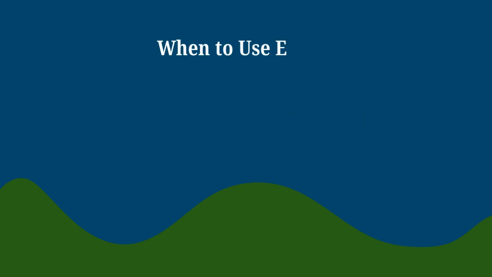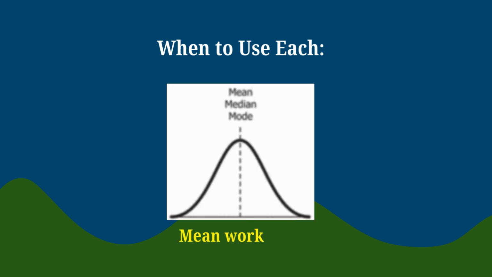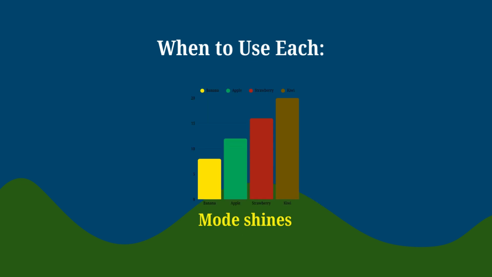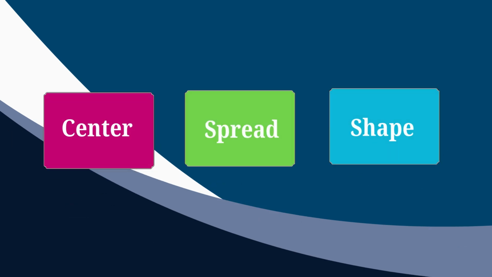Now, let's see when to use each. Mean: when data is roughly symmetric and you want to use all available information. Median: for skewed distributions or data containing outliers. Mode: for categorical variables or when identifying common outcomes. Analysts often report both mean and median to present a more comprehensive view of data. Now, let's move on to the second measure.